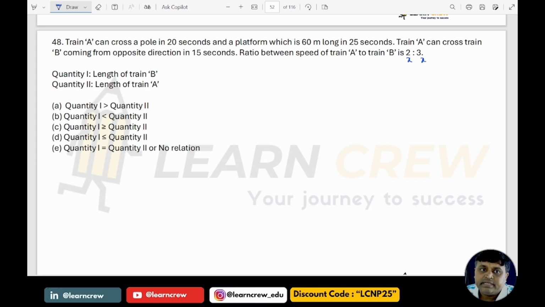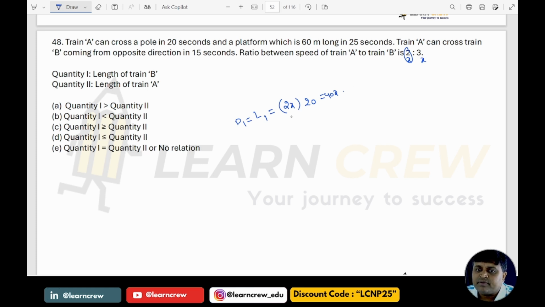Okay, and the length of the train A is not known, length of the train B is also not known. But train A crosses a pole in 20 seconds. What is the speed of train A? 2x. Now, with a speed of 2x in 20 seconds, the distance covered by the train is its own length, because it is crossing a pole. A train crossing a pole means what? The distance covered is equal to its own length. Which is the length of the first train is how much? 40x.